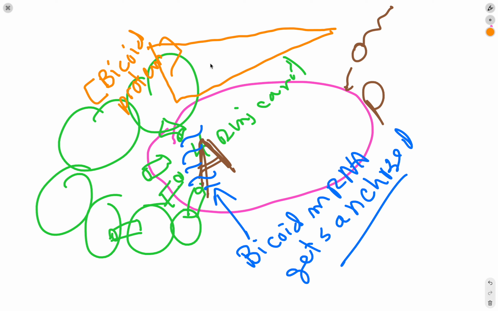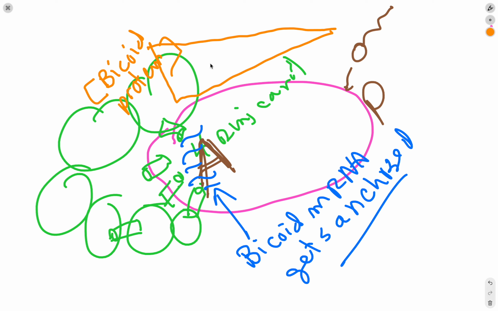It says bicoid mRNA gets anchored. Anchored, okay. So it doesn't just float around, it gets stuck right after it gets over to the egg cell. So it's coming in on those tracks, and they're like, you've made it to the egg. And then it gets stuck. It gets bound to another component of the cytoskeleton, and it stays there waiting. If the egg's never fertilized, that's where the bicoid mRNA is. It's just there waiting.